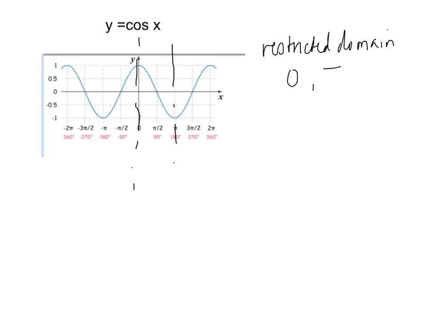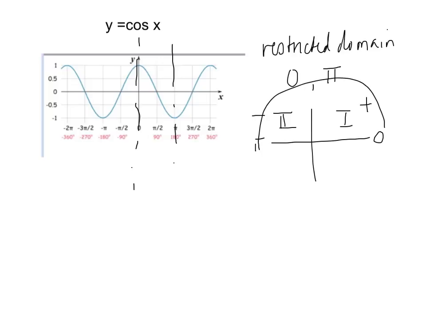From 0 to pi. And so if you think about this from 0 to pi, that would be the first and second quadrant. Cosine is positive in the first and cosine is negative in the second. So we're restricting the domain to just 0 to pi. And on the next screen you'll see what the arc cosine graph looks like.